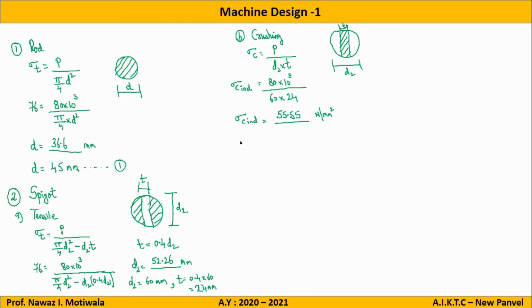And now what I will write, as sigma C induced is less than sigma C allowable. And what will be a statement now? Design is safe. Yes, design is safe. Till this particular part, everything is safe. Okay, so we have considered tensile, we have considered crushing.